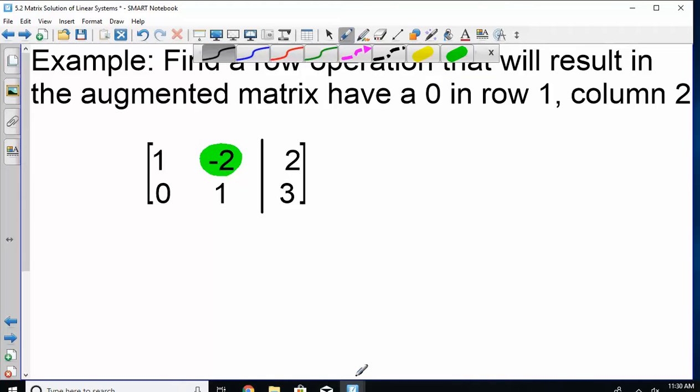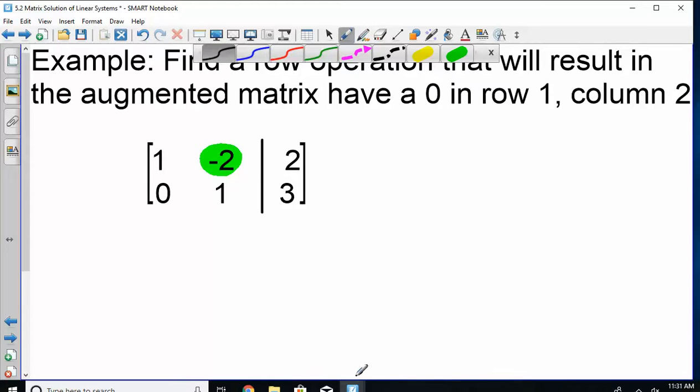My options are, I can flip rows. If I flip them, does that put a 0 there? No. Okay, I can multiply by something, but not 0. So can I multiply by something and turn that into a 0? No. So I'm going to have to go with the third option. You can add or subtract multiples of another row.